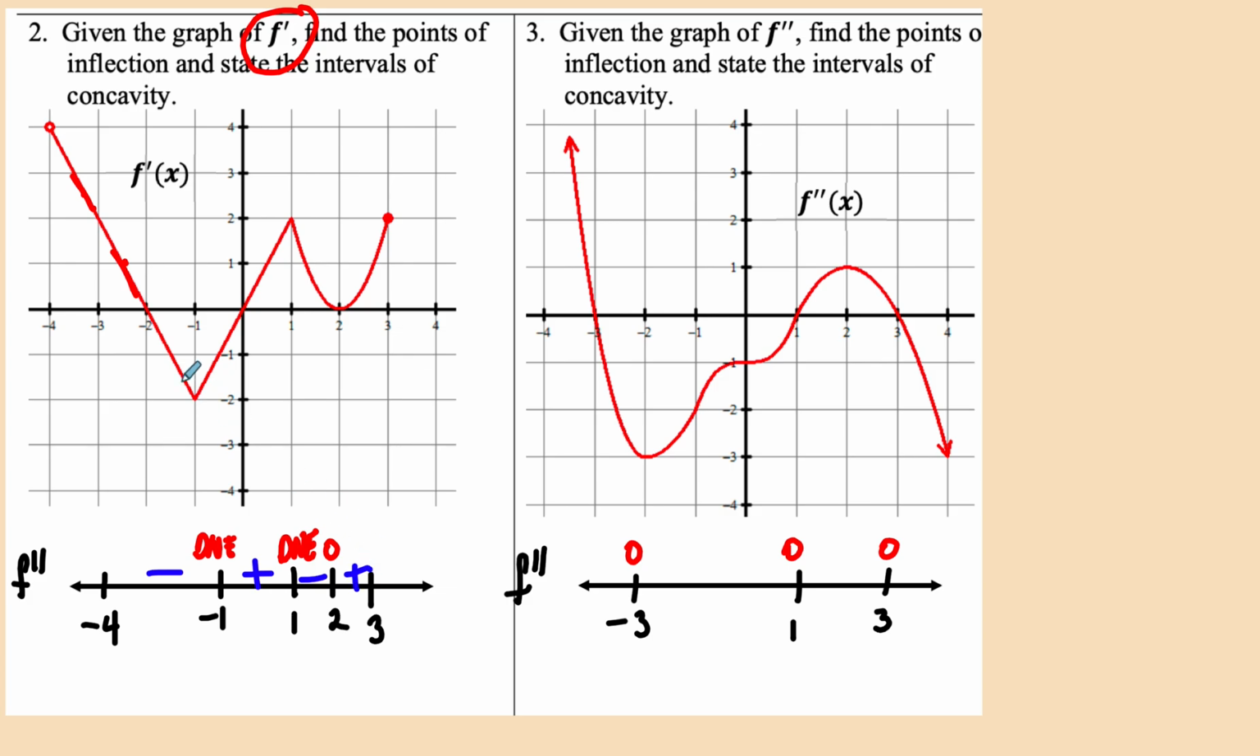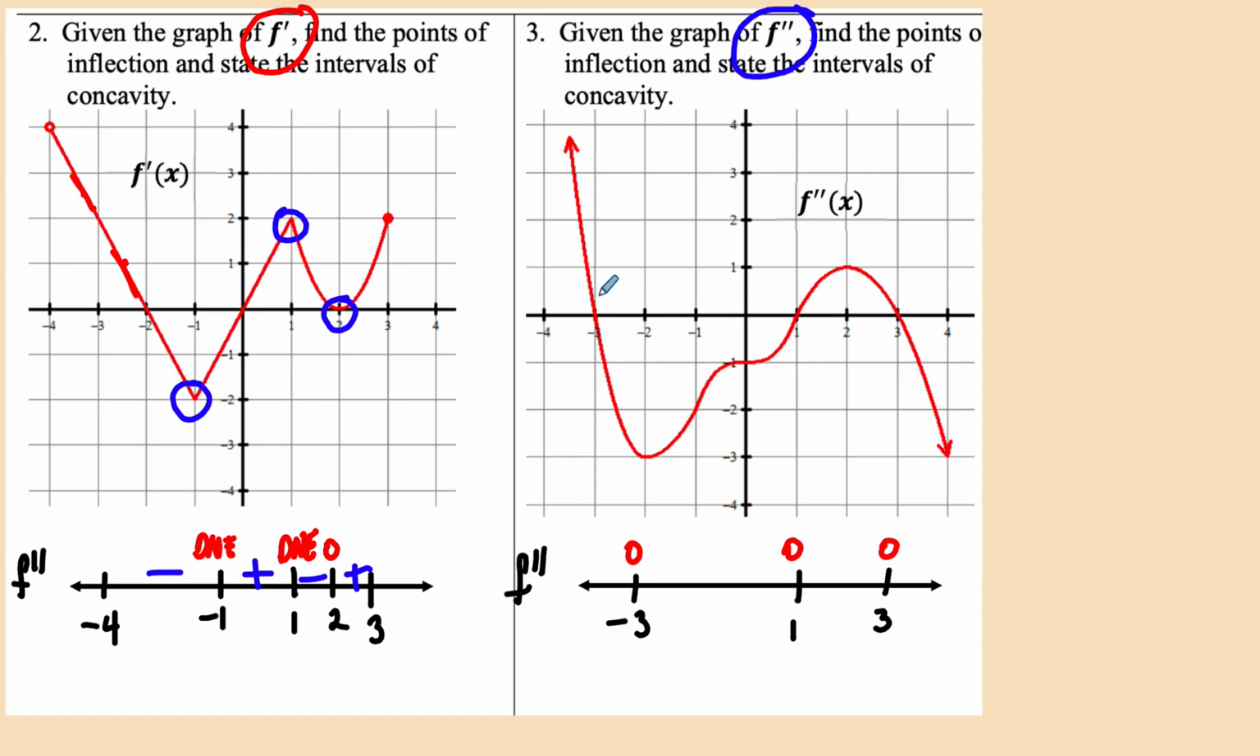Notice how I said that this second derivative does not exist because that's a corner. This second derivative does not exist because it's a corner. This derivative did exist. It is equal to 0. Over here, notice that I don't have a first derivative graph. I have a second derivative graph.